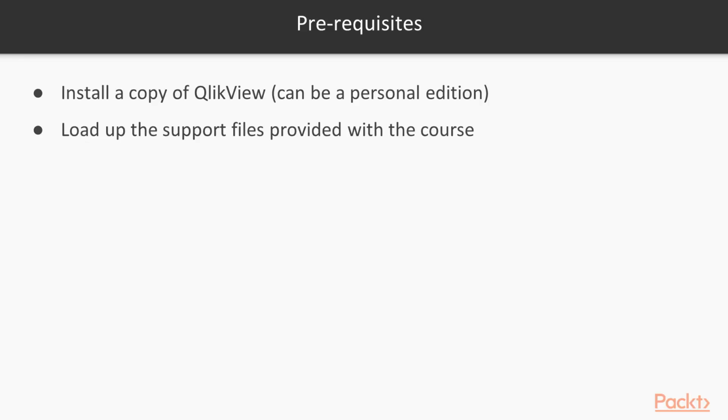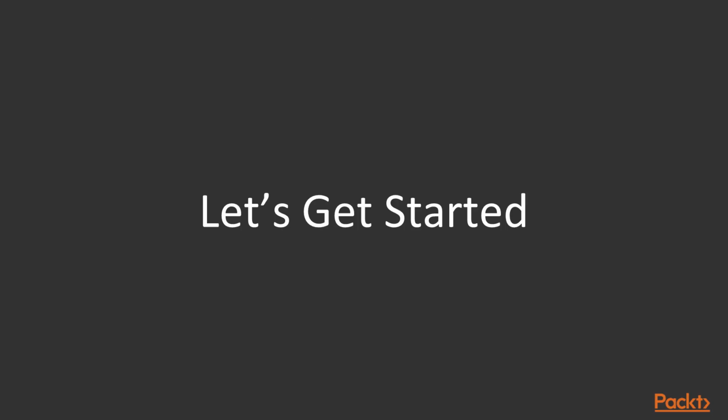So our prerequisites are a copy of QlikView installed. It can be Personal Edition. You don't need to buy a license for QlikView for this course, so just download it from qlik.com. And also you need the support files provided with the course, as that's where we're going to be loading our data from. So let's get started.